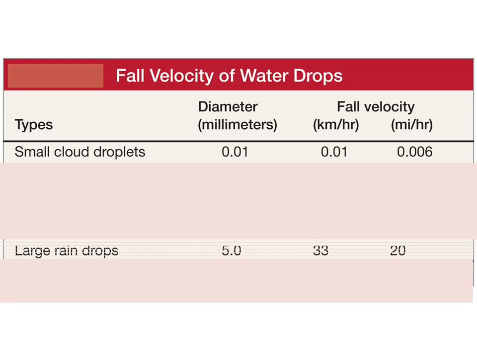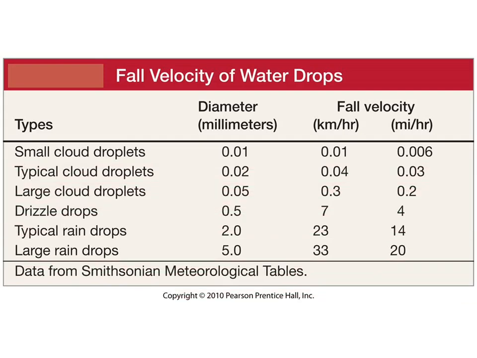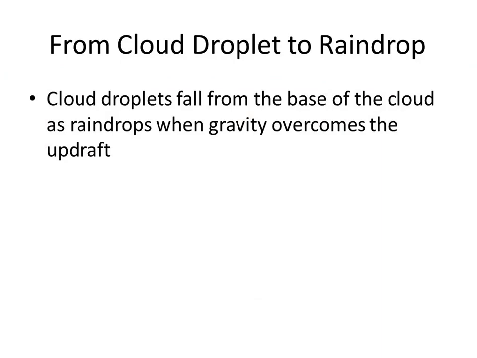But here are a few typical speeds. The smaller one, at the top, if you look at that last column, is falling at 0.006 miles per hour. The large raindrop that can actually fall from the cloud is 20 miles per hour. And everything in between. So there's quite a difference. The large ones fall a lot faster than the small ones.